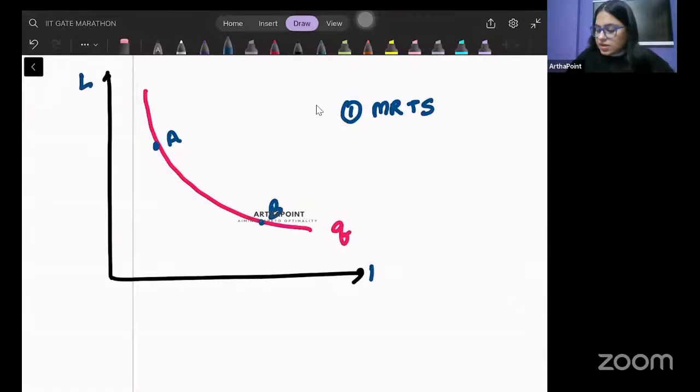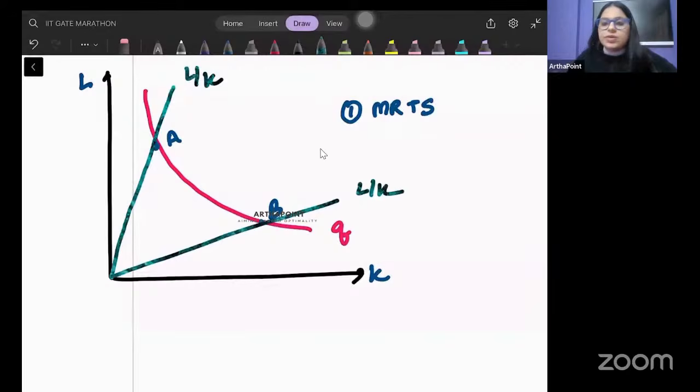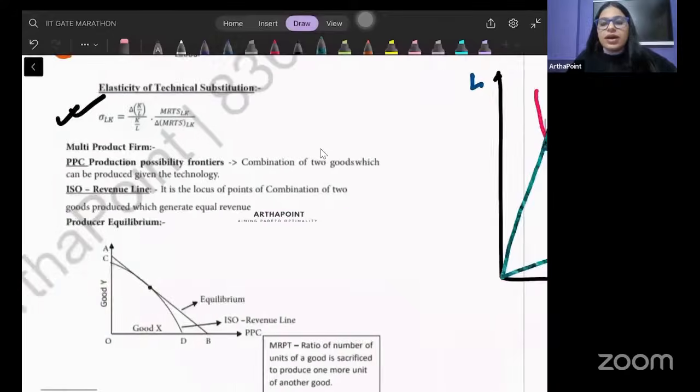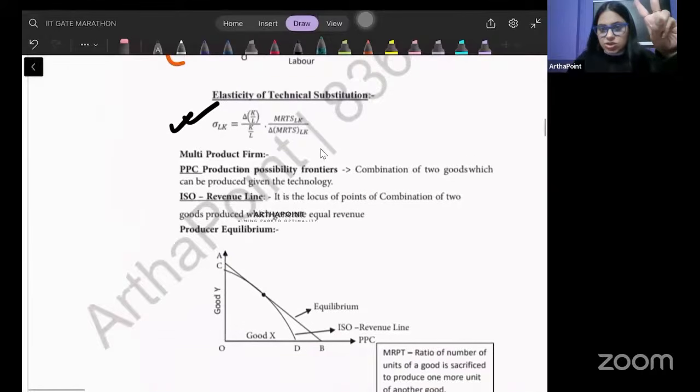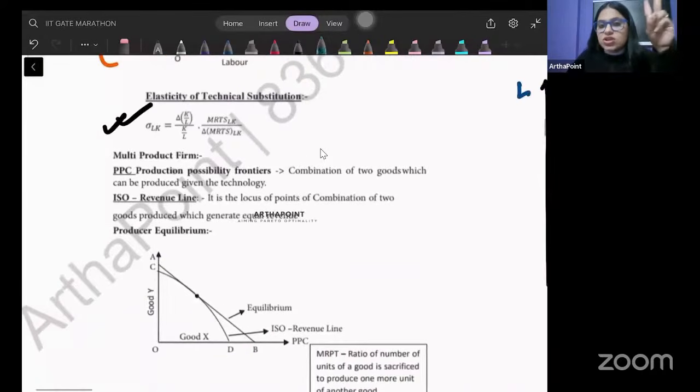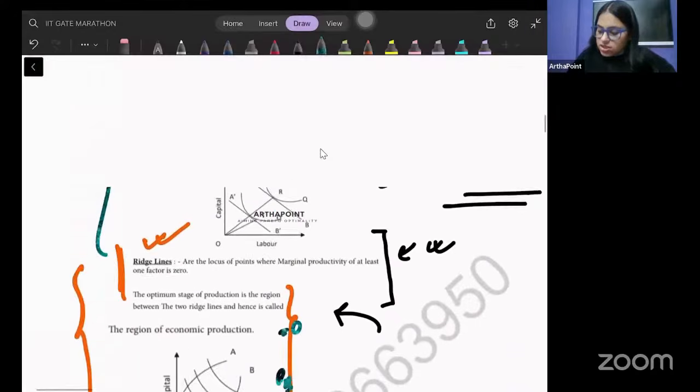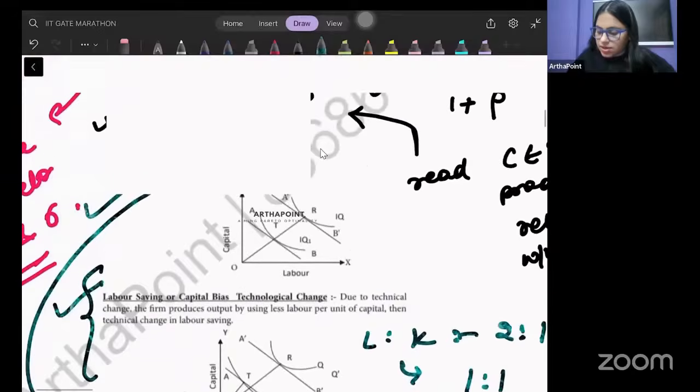So if I take L here and K here, and if I draw a line through the origin, I just explained you that ray tells me labor capital ratio. तो यहाँ पर अलग labor capital ratio है, यहाँ पर अलग labor capital ratio है. So when I move across an isoquant, two things are changing. One, the labor capital ratio is changing. And second, MRTS is changing.